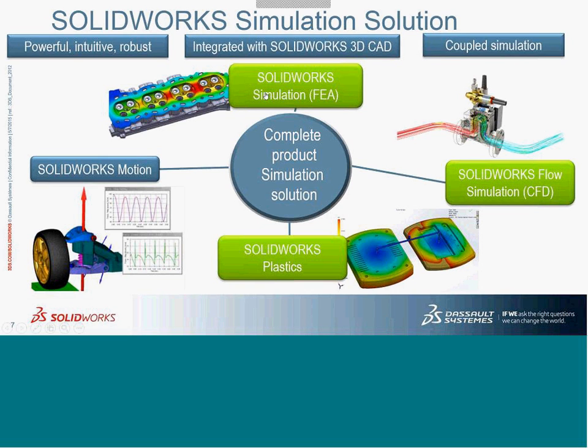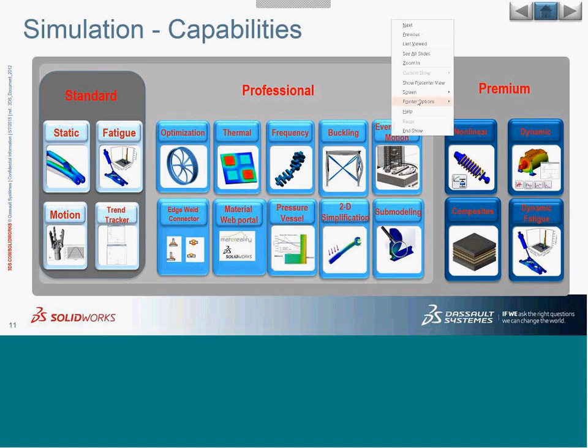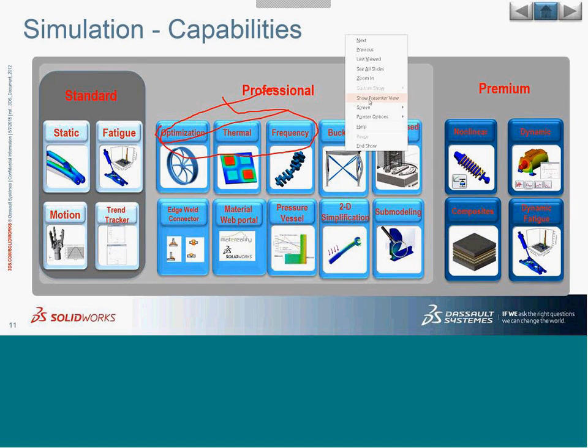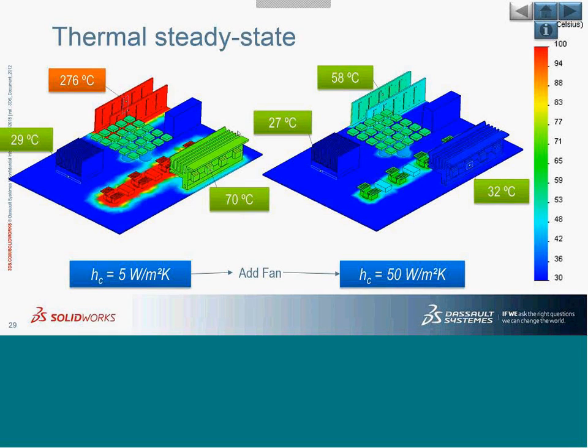For simulation FEA, to be more specific, the modules that we are going to discuss today are optimization, thermal and frequencies. These would be the modules that we'll be discussing in more detail. Let's start off directly with thermal. Before optimization, I would like to go into thermal. So what exactly can this module do, or what is the capability of this particular module?